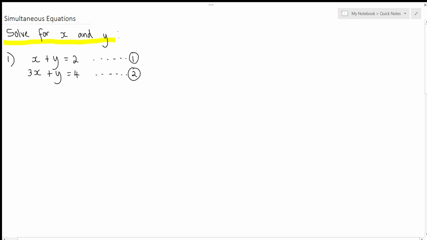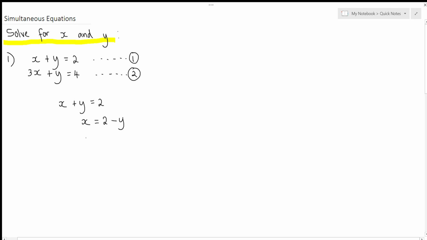And if we looked at equation 2 and I had to write it in terms of y, because the coefficient of y is 1, I would have y equal to 4 minus 3x. But equation 1 is simpler, so I'm going to take equation 1 and rewrite it in terms of either x or y. You could choose how you want to do it. So here I'm going to write it in terms of x. So it's going to be x equals 2 minus y. So it's plus y, so minus y on the left hand side, therefore minus y on the right hand side.